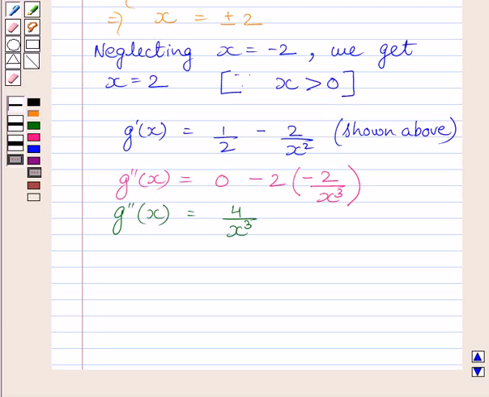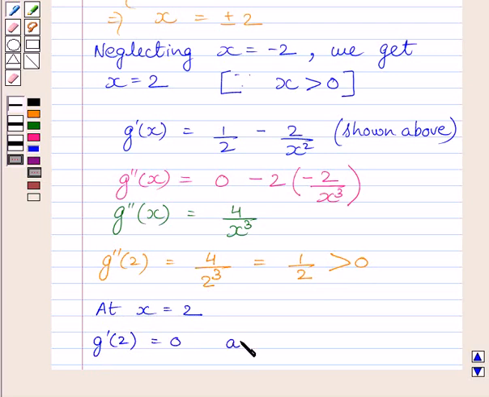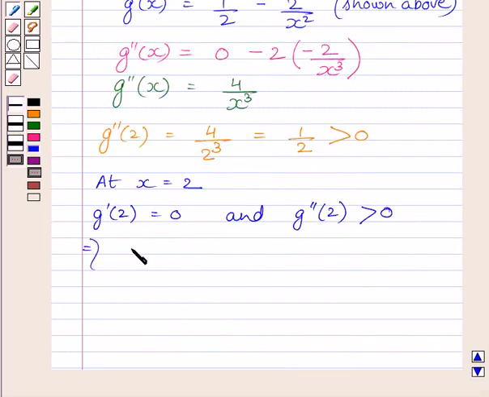Now let us find out value of g double dash x at x is equal to 2. So g double dash 2 is equal to 4 upon 2 cube, which is further equal to 1 upon 2. Clearly we can see this value is greater than 0. Now we get at x is equal to 2, g dash 2 is equal to 0 and g double dash 2 is greater than 0. So we get x is equal to 2 is a point of local minima.